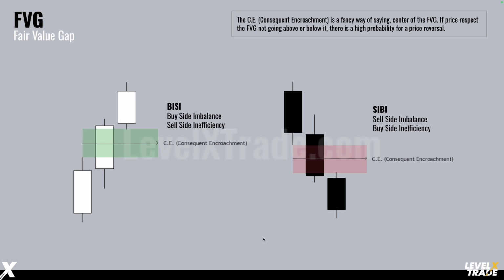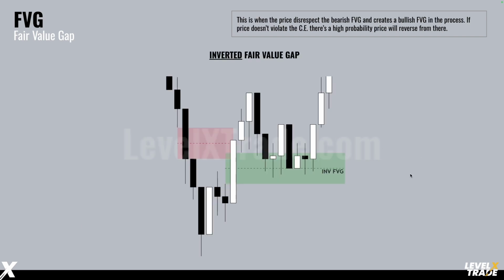So if price, let's say it's going up, formed the bullish fair value gap, now the consequent encroachment, or the 50% of that fair value gap, gets violated, which means a candle closes with the body below the 50%. That means the price is most likely going to continue to go lower. Now, if it comes here, touches and closes above, touches and closes above, that means it's respecting this, and now we're going to continue to see price going higher. So it works as a way to support price. Okay, same example here. In this case it is a SIBI, a sell side imbalance, buy side inefficiency, and then the midpoint is called consequent encroachment.